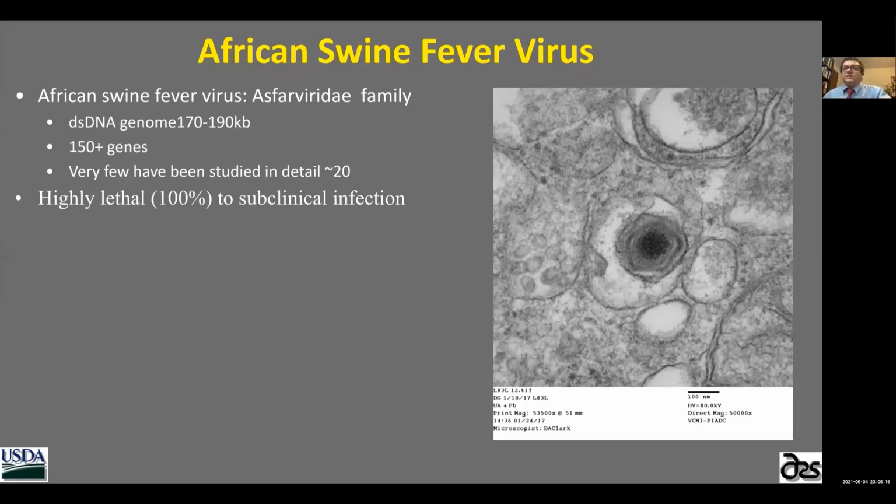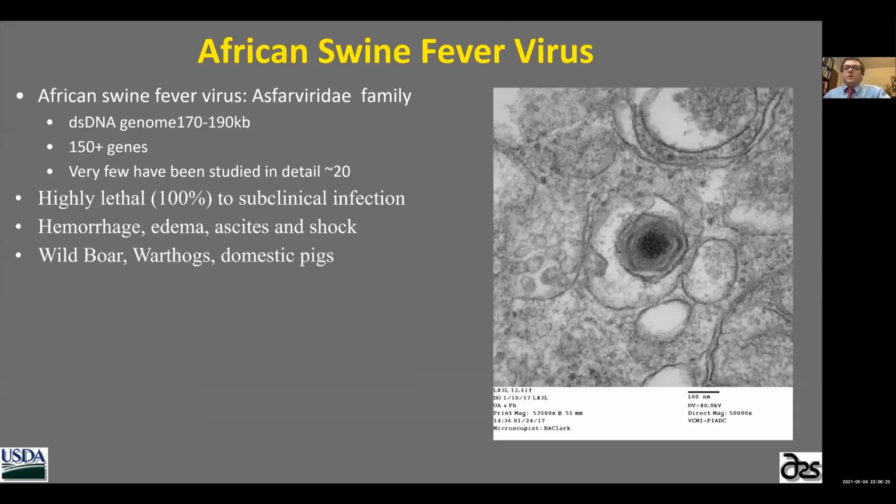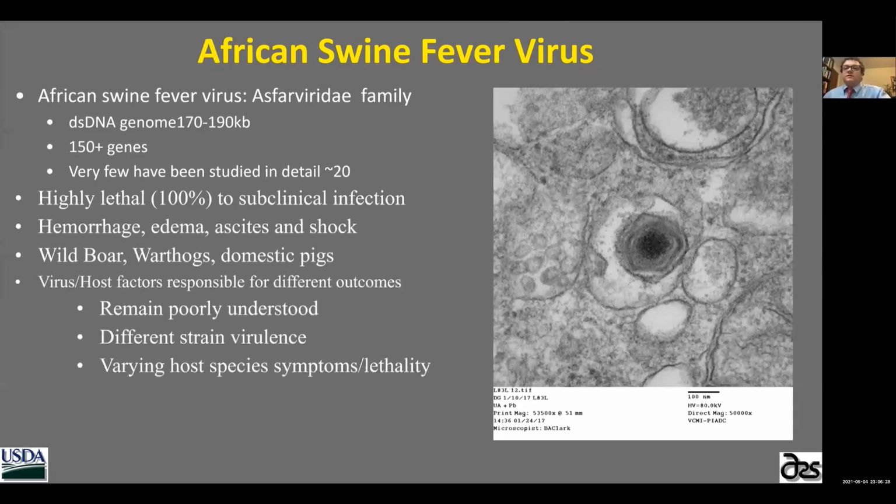ASF can cause a highly lethal disease, up to 100% of infected animals, or only a subclinical infection. It causes hemorrhage, edema, acidosis, and shock. It can affect wild boar, warthogs, and domestic pigs. The virus and host factors responsible for these different outcomes still remain poorly understood. The differences in strain virulence, and the varying host species symptoms and lethality of the same isolate, are still widely unknown.